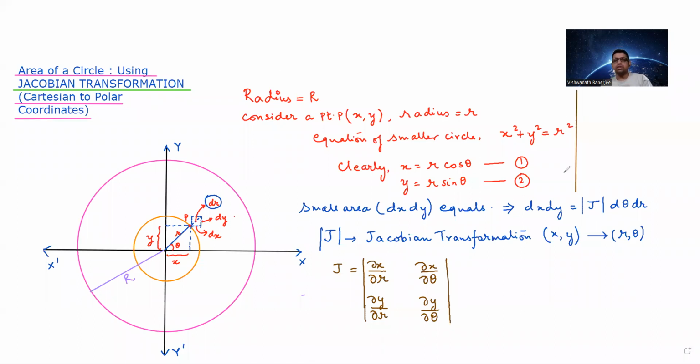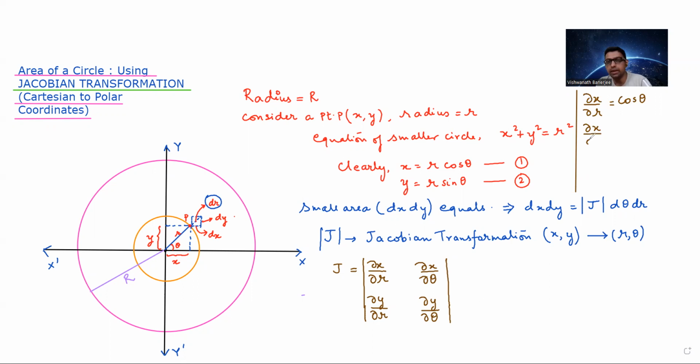That is, you see, x is equal to r cos theta. So when we do del x by del r, it is basically del by del r of r cos theta. Theta is considered constant because the derivative is with respect to r only. So cos theta remains and del r by del r becomes 1. Okay, so del x by del r is cos theta.